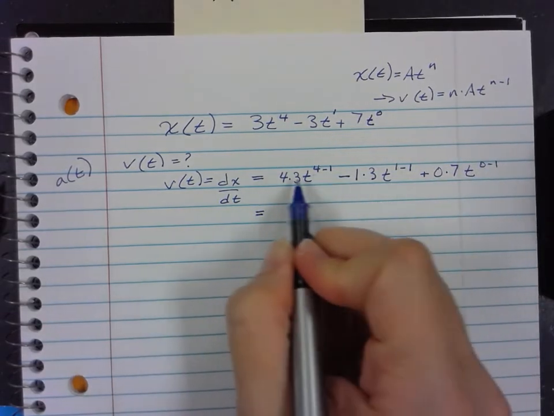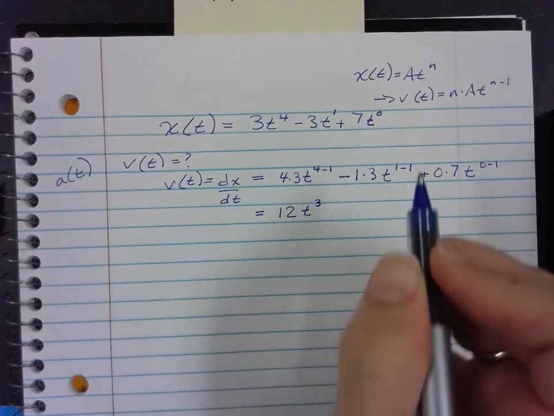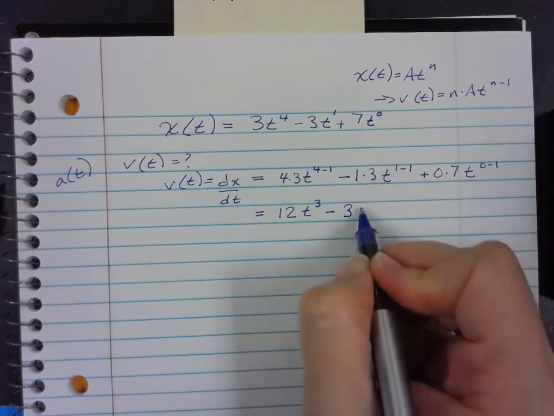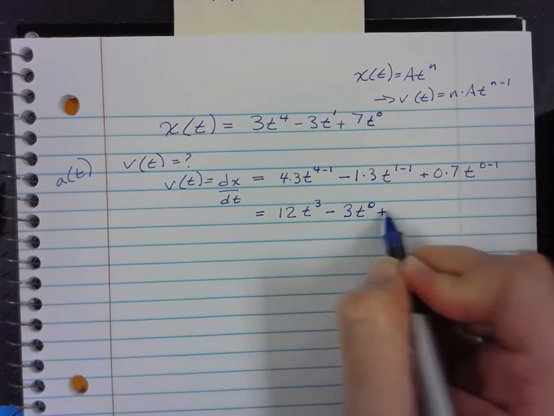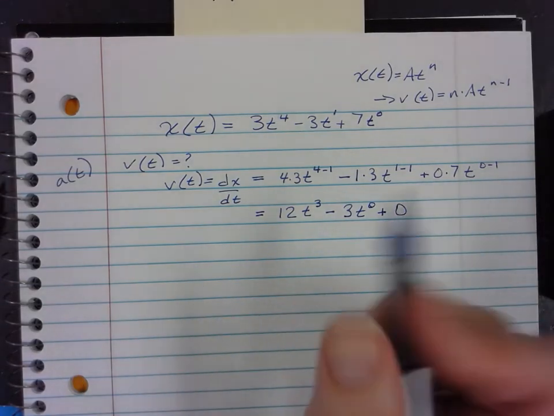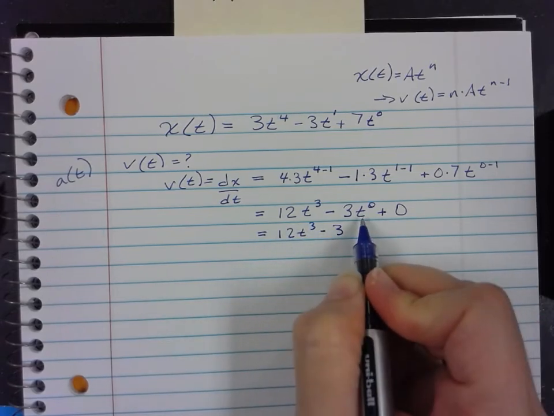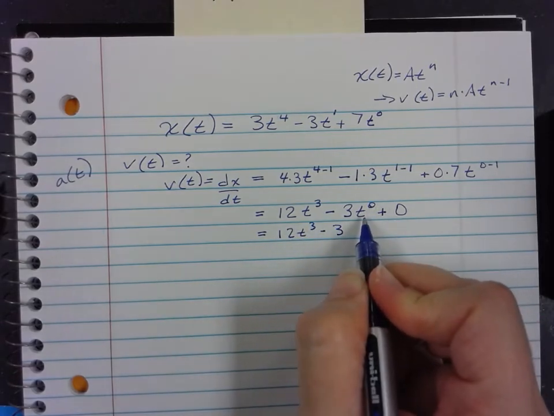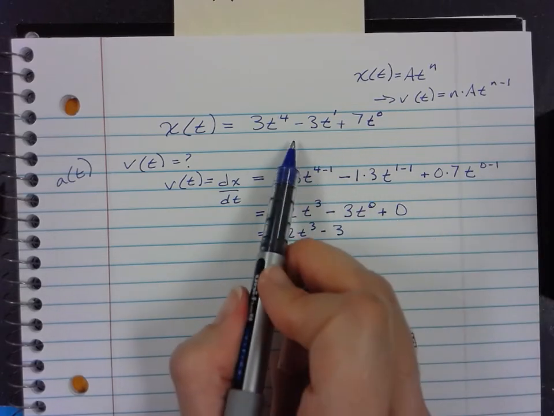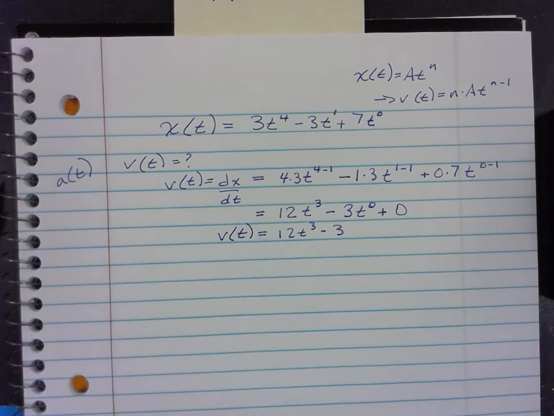So now we simplify. 4 times 3 is 12. T to the 4 minus 1 is t cubed. Minus 1 times 3 is 3. T to the 1 minus 1 is t to the 0. Plus 0 times whatever is just 0. And finally I clean this up. 12t cubed minus 3. T to the 0 is just 1, so it goes away, and then plus 0. Why would you write that? So if this was your Schoology question, the original one here, then there's your velocity function.